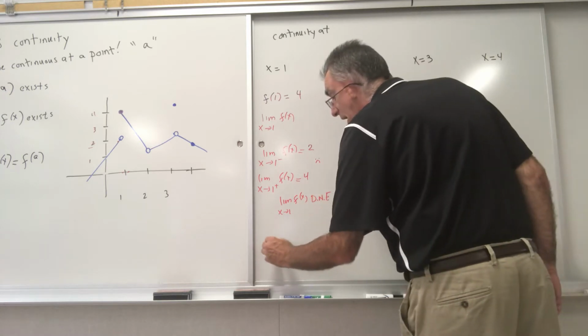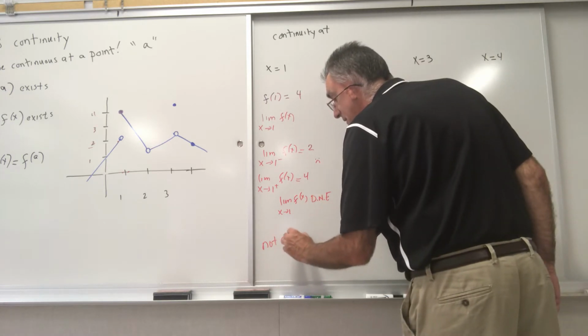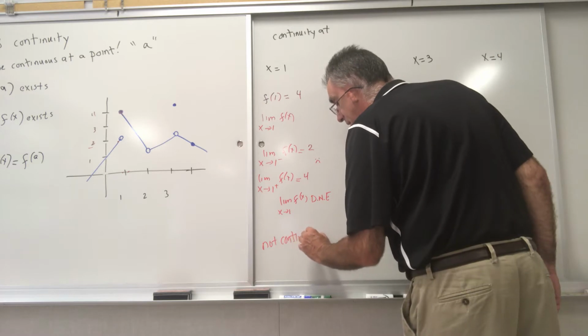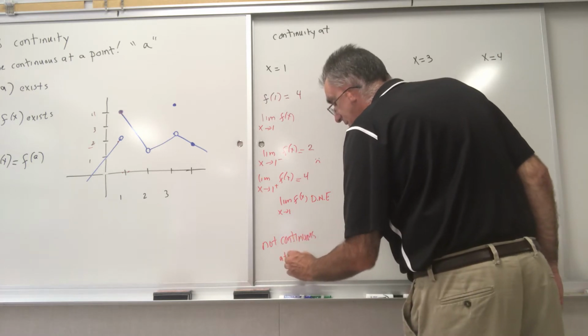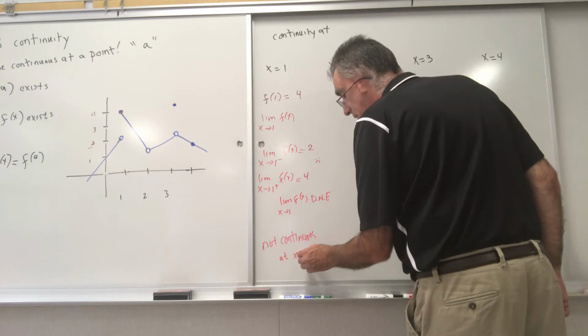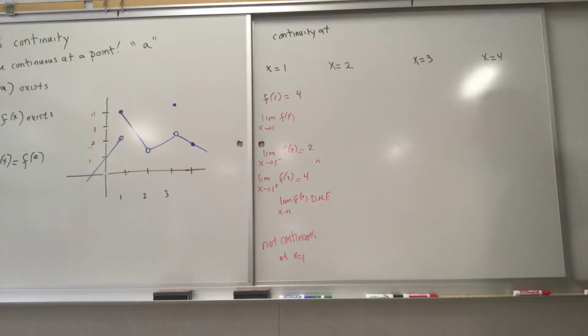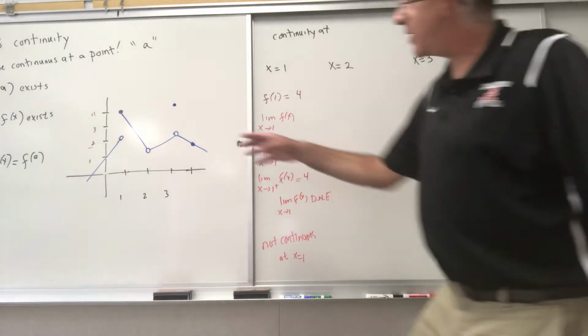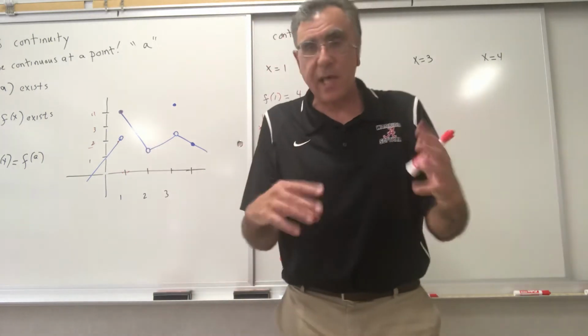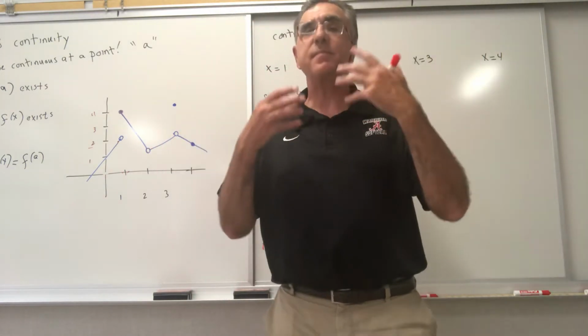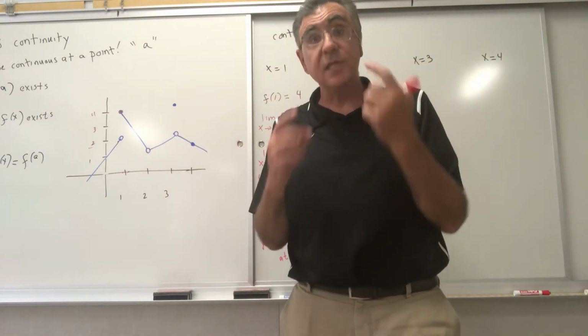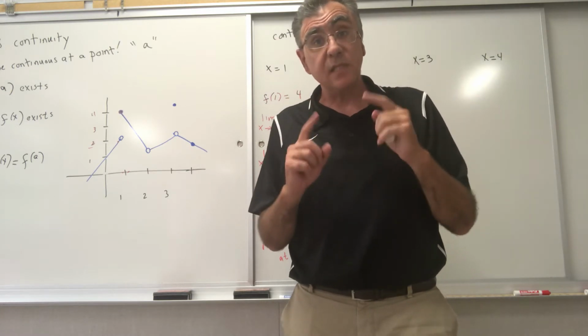It is not continuous at x equals 1. The function is broken, but you can look at it. I mean, just look at it. It's obviously broken. When you look at it, you can see right away whether it's broken or not, but the philosophical reason that it's broken is the limit does not exist.